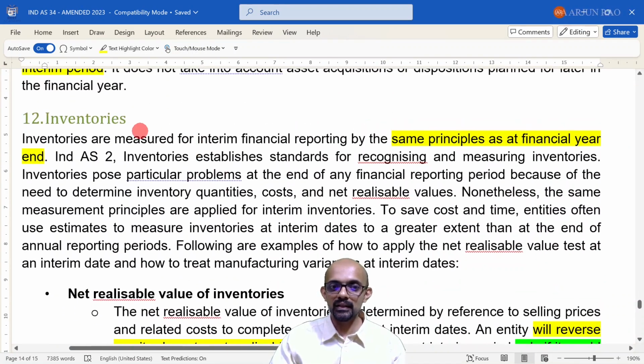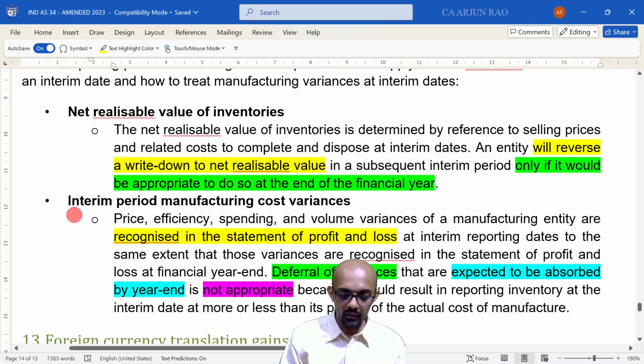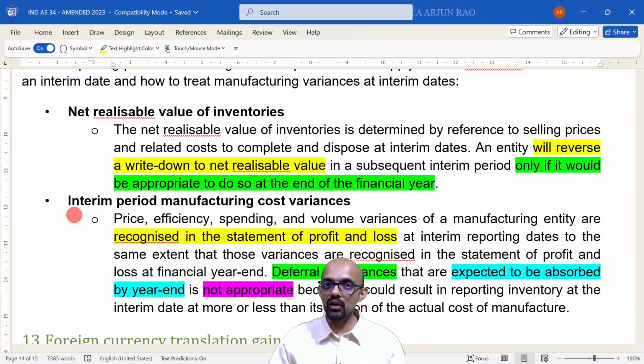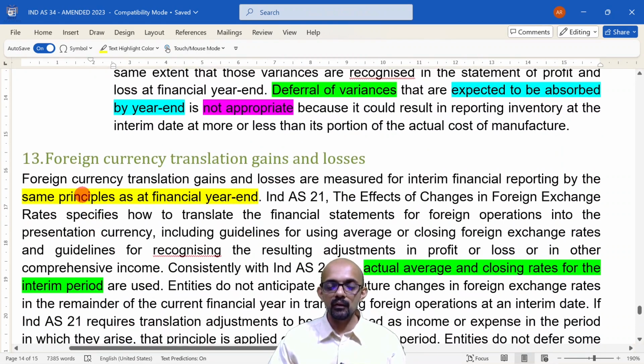And then inventories, same as how we do for annual. Explanation is not required here. Just one special point is that manufacturing cost variances should be disposed of in that interim period itself. We don't defer the variance, because then inventory may get measured substantially above or below cost. We don't want that. We give effect to variances by the end of the interim period.